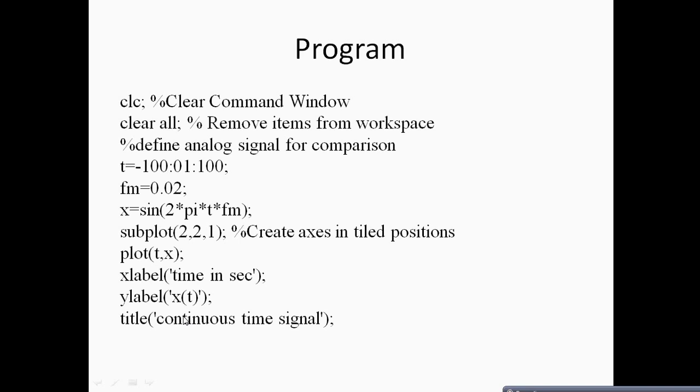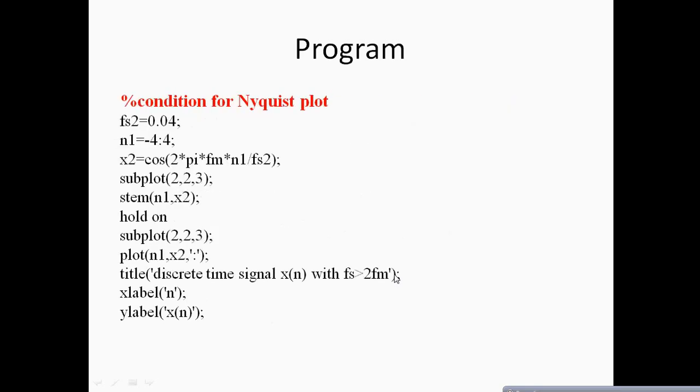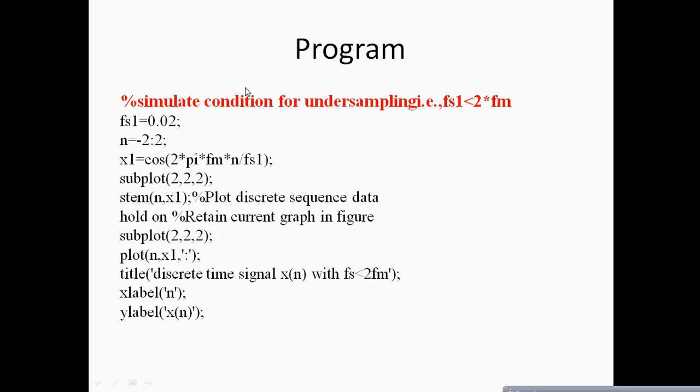Here I'll be simulating my condition for the undersampling case. So that is fs1 is less than twice the desired frequency. So fs1 I'm taking as it is. I'm not changing it right now. If you want, you can reduce it, and you can check out or observe it in the graph.